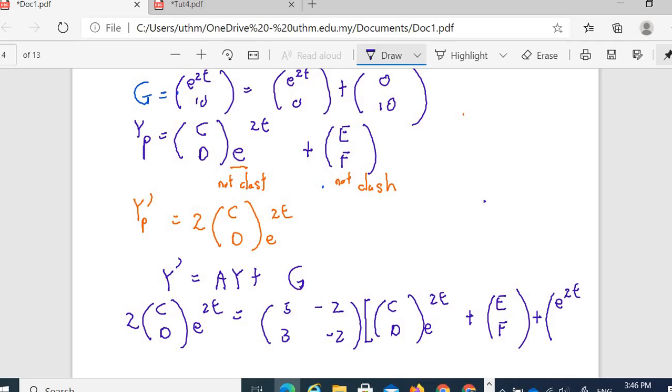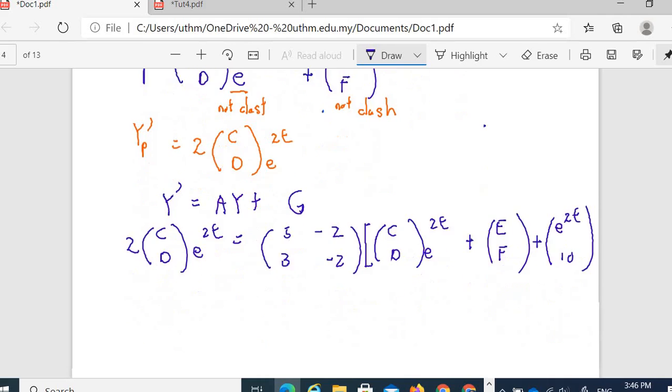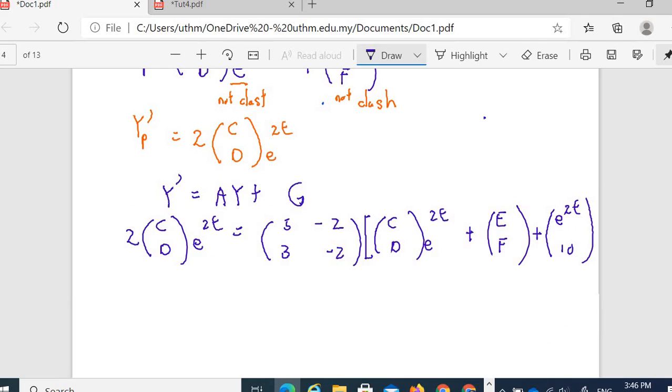Exponent 2t, put it here. I can break it here because I have no space, so I combine back. 2 times of CD exponent 2t. This is a 2 times 2 matrix. This one is 2 times 1. And this is plus.